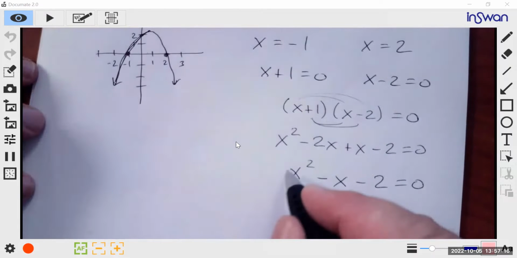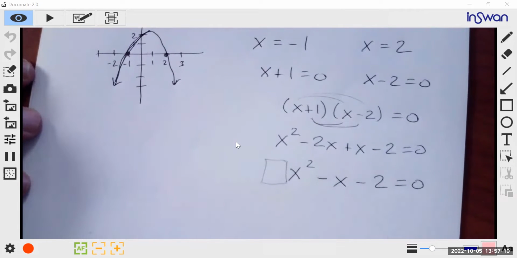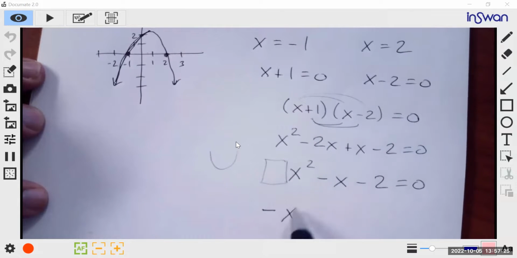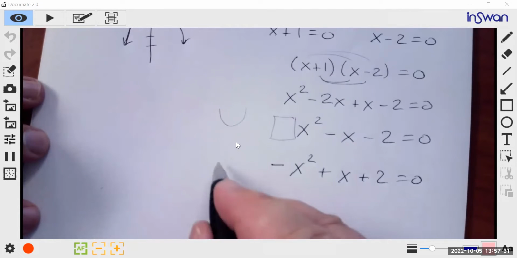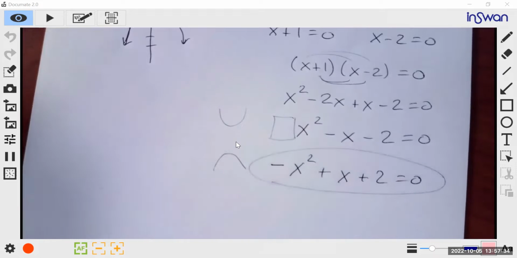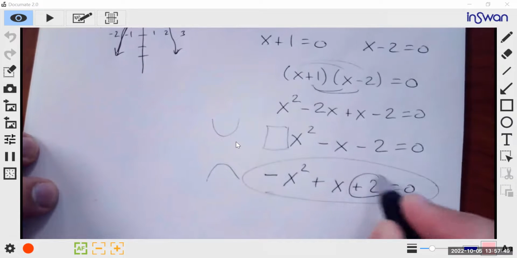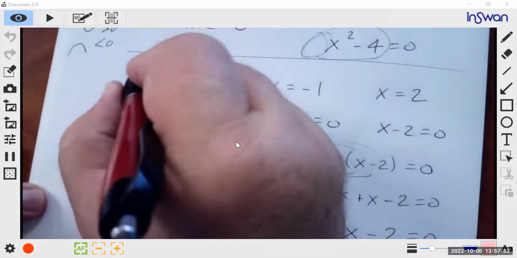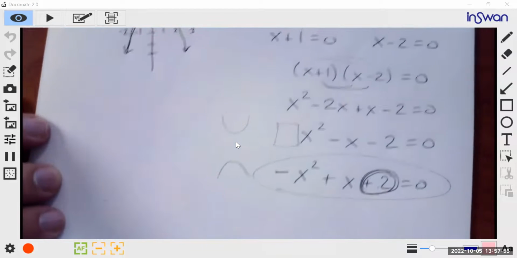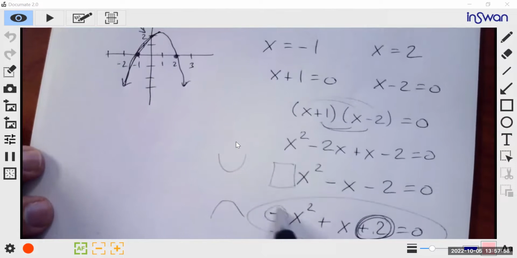It's the same stuff we've been doing. But with this equation, the leading coefficient is a +1, so this one opens up. How do we make it open down? Change all the signs. This one now opens down, so this is our answer. Because remember, our constant term is the y-intercept. It has to cross at +2. It does. It has to open down. It does.